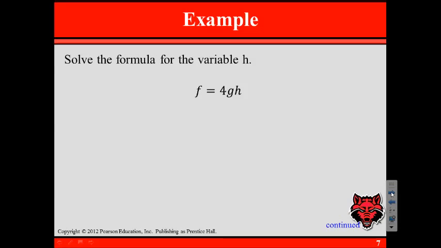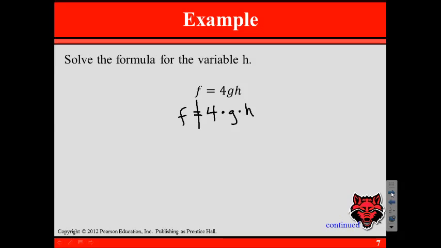For this example, let's solve the formula for the variable h. We have f equals 4gh. Now what I'm going to do is rewrite this problem so that we can see the operations between each variable. So f equals 4 times g times h. To solve for h, we need to essentially move the 4 and g from the right side to the left side. In order to do that, we want to use the opposite operation so that we can cancel or move our variables and numbers from one side of the equation to the other.